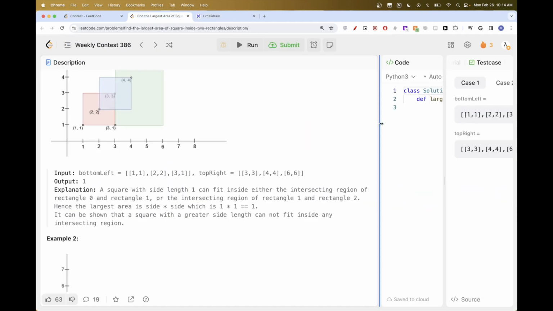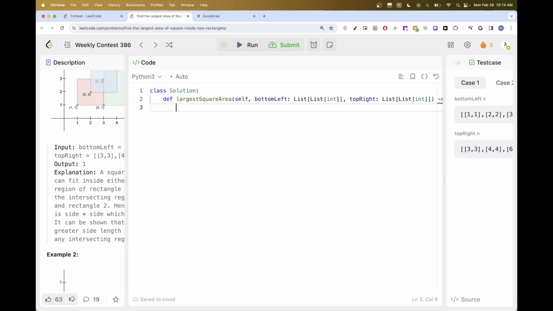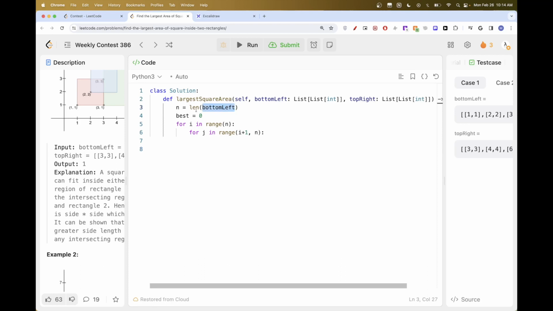Okay, so let's implement this. So the first thing we want to do is just do a traversal for both. So how do we do that? To do the traversal for both, we can just go through like this. So we need to get the number of rectangles, which is just going to be the length of the bottom left array, and we go through both of them, right? And this is the best area basically here.